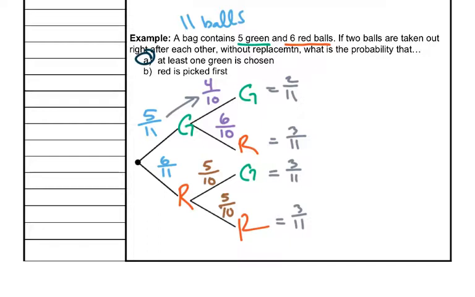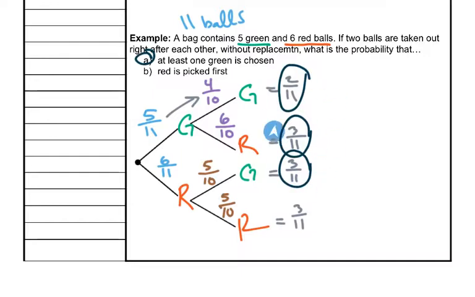In order for us to get at least one, that means we could follow the green, green path. So that could be this one here. We could follow the green, red path, which would go here. Or we could follow the red-green path because it doesn't say which ball needs to be green. It's just saying at least one is green. So really that's just saying everything but getting both reds. If we have one green somewhere, if we ever hit a green, that works for us.